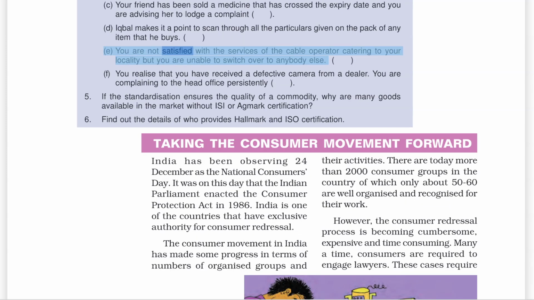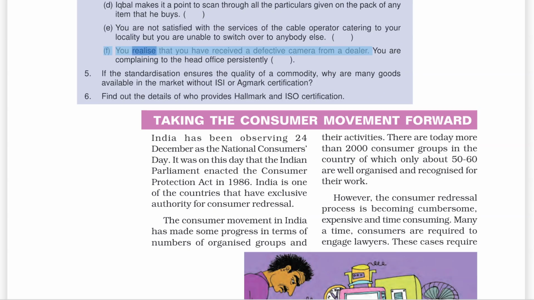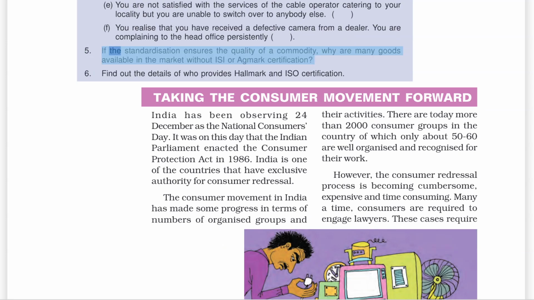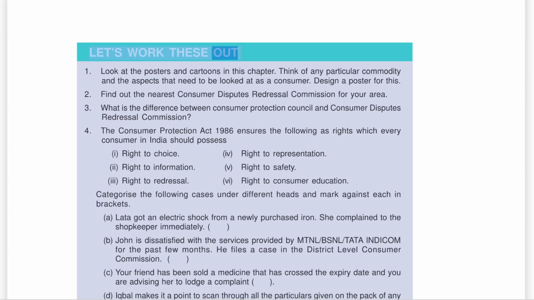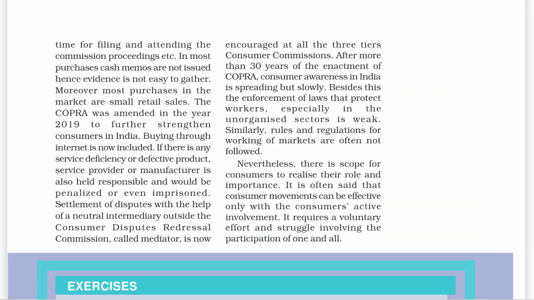E. You are not satisfied with the services of the cable operator catering to your locality, but you are unable to switch over to anybody else. F. You realize that you have received a defective camera from a dealer. You are complaining to the head office persistently. 5. If standardization ensures the quality of a commodity, why are many goods available in the market without ISI or Agmark certification? 6. Find out the details of who provides Hallmark and ISO certification. Let's work these out. Taking the consumer movement forward.